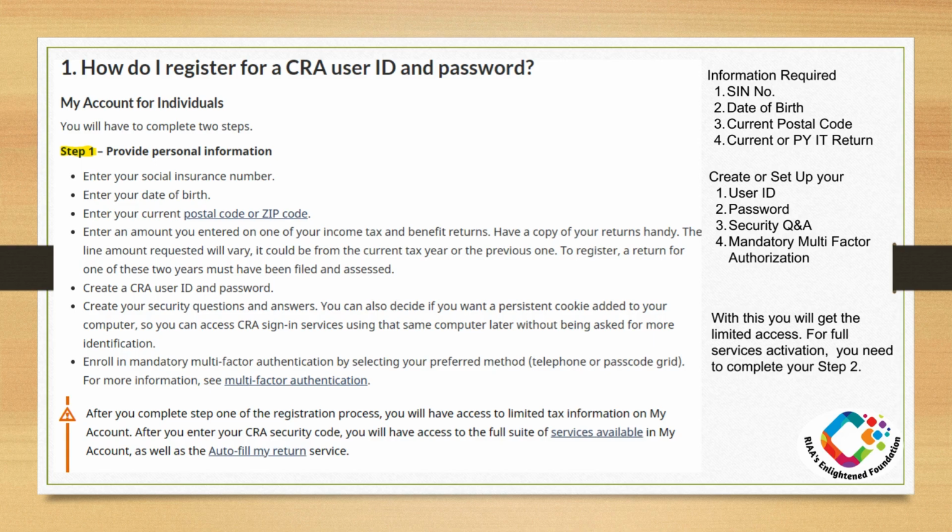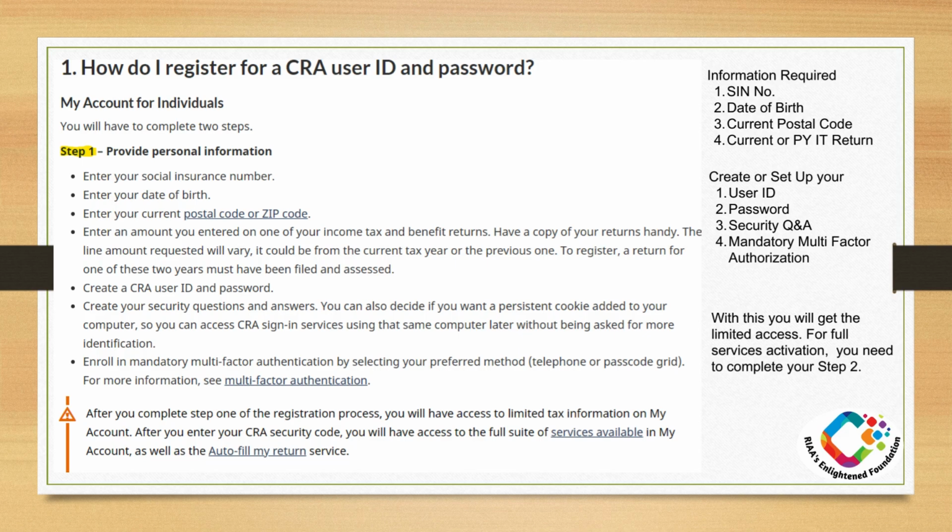As mentioned on the right hand side of the screen, the first 4 points relate to the information you need to keep handy while registering. That is your SIN number, your date of birth, your current postal code, and your current or a previous year income tax return filed. The next 4 points mention the things which you will set up while creating your account.